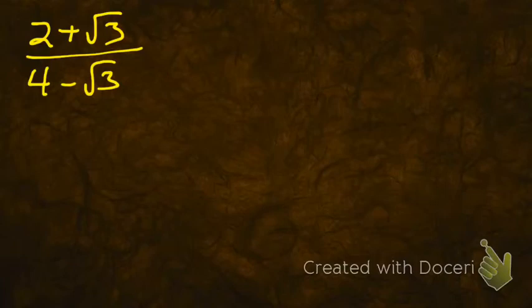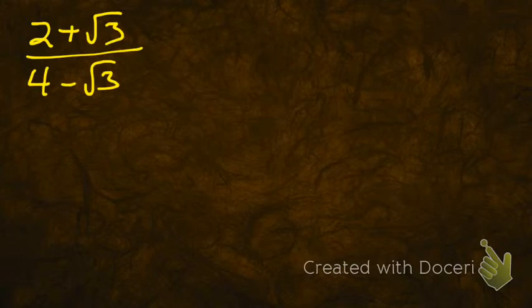In this case, we have a root on the bottom, but it's not like the ones we did yesterday where there was a root on the bottom. Yesterday, the root was the whole thing. The denominator would have been square root of x to the 7th. That was the whole denominator. Now, the square root is only part of the denominator.